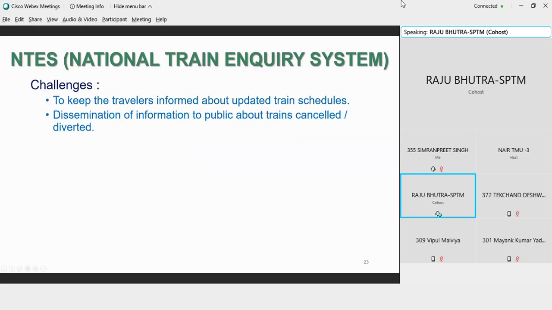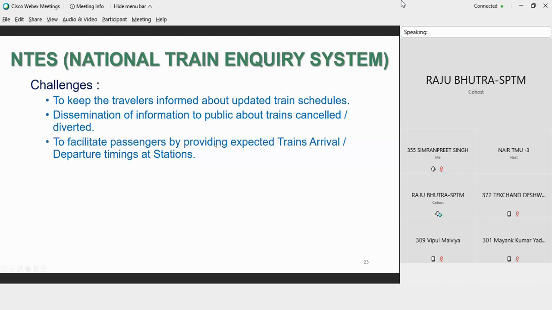Then dissemination of information to the public about the trains cancelled and diverted. Because of any emergency, abnormal weather condition, or accident, there may be some cancellation, regulation, or diversion of trains. The public needs to be informed about it, because generally such diversions, cancellations, and regulation of trains take place without any pre-warning. So the passengers who intend to travel in such trains need to be informed as quickly as possible.